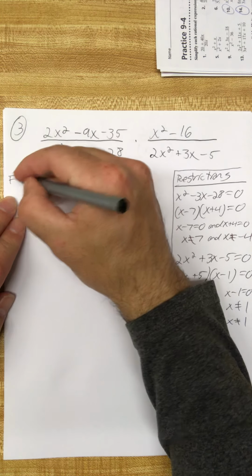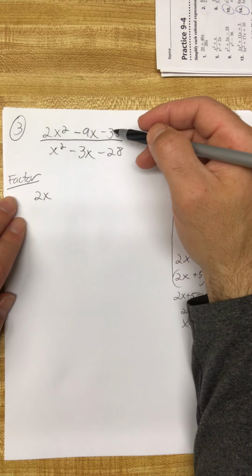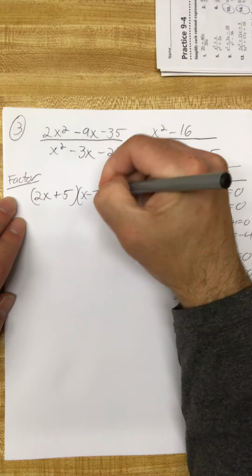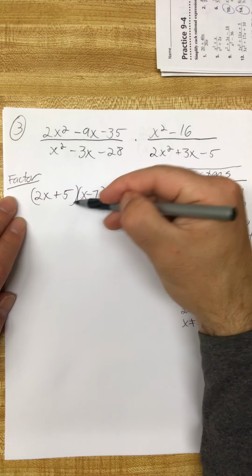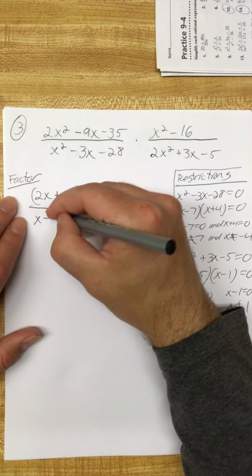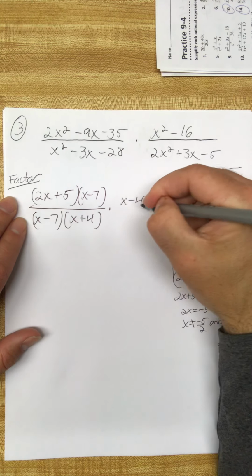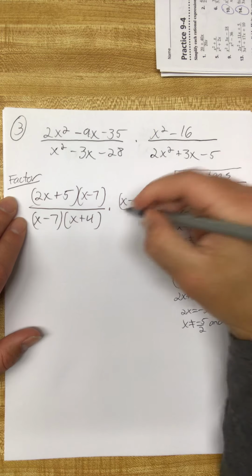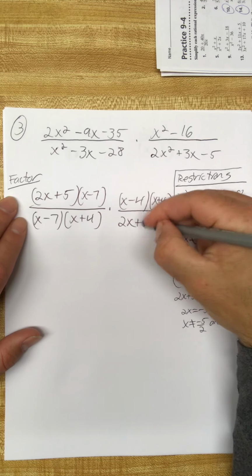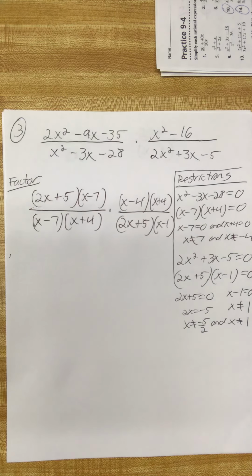Let's go to factoring. So my numerator over here, I'm going to factor in a 2x plus 5, and then x minus 7. That'd be minus 14x plus 5x to give me my negative 9x. Divided by, down here we already said x minus 7 times x plus 4. Up here it's a difference of squares, x minus 4 times x plus 4. And my denominator, 2x plus 5 times x minus 1. Okay. So there's your complete factoring.